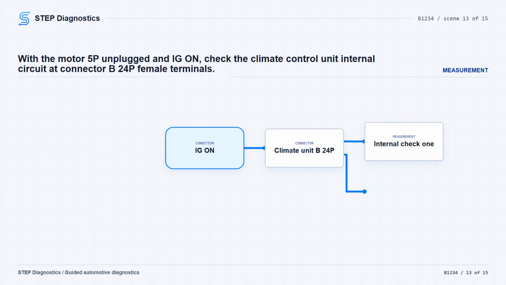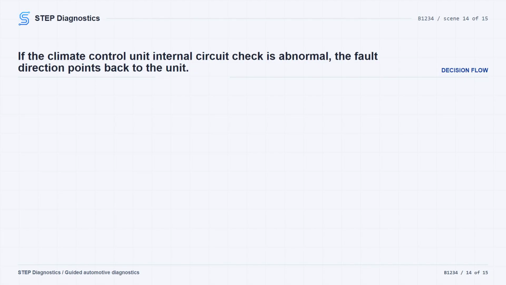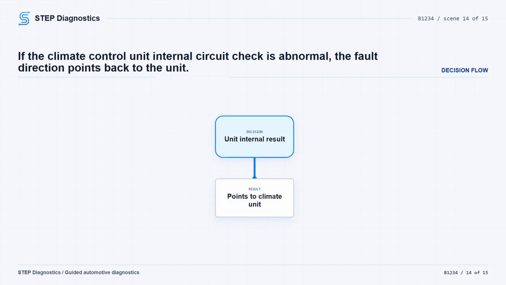For the setup, disconnect the air mix control motor 5P connector. With IG mode on, check the unit internal circuit at the connected climate control unit connector B24P female terminals. The expected result is about 5V. Then perform the second listed unit internal circuit inspection at the same connected climate control unit connector B24P female terminals. That expected result is also about 5V. If this inspection is abnormal, the fault direction points to the climate control unit.